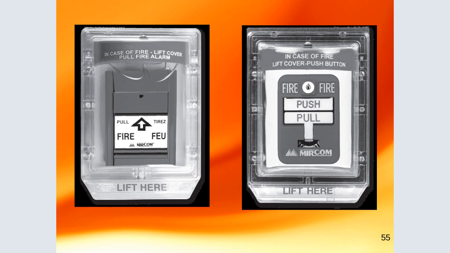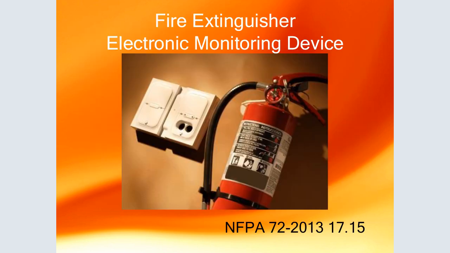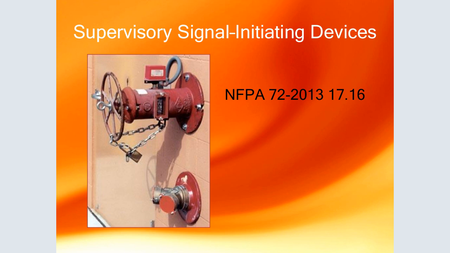Now look at the way they look. In case of fire, lift over the cover. These are the ones that bring a trigger to make an alarm. Then the fire extinguisher electronic monitoring device. You have a device here that monitors the fire extinguisher, meaning in case of fire, it will automatically open, pull the trigger, and start putting off the fire.